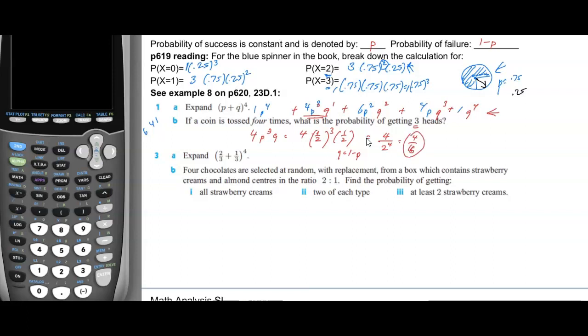Okay. Now expand this mess. So this is going to be the exact same thing. We're going to start with Pascal's triangle coefficients, and then we're going to put in the p-value to the 4th, the p-value to the 3rd, p-value squared, p-value to the 1st, and then that's it. And then the q-value is the complement of the p-value, so it'll be 1/3 to the 0, 1/3 to the 1st, 1/3 squared, 1/3 to the 3rd, and 1/3 to the 4th.